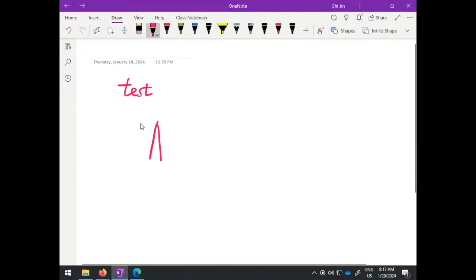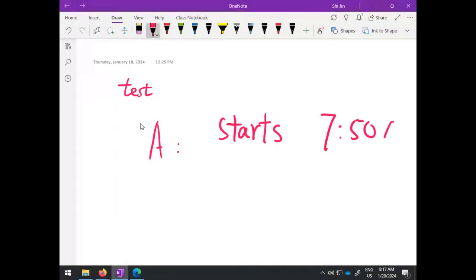Plan A: the quiz starts at 7:50 a.m. I would not say exactly 10 minutes, because the class starts at 8 a.m. sharp. So when you start, you can have up to 10 minutes. If you're quick enough, you can have the entire 10 minutes. No matter what, the quiz stops at 8, when the class starts. So that's plan A.